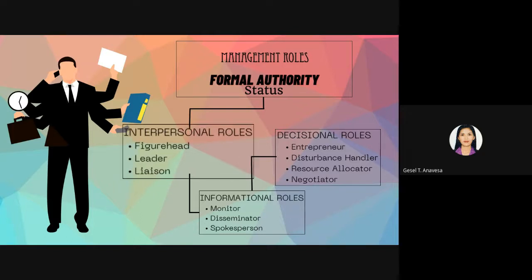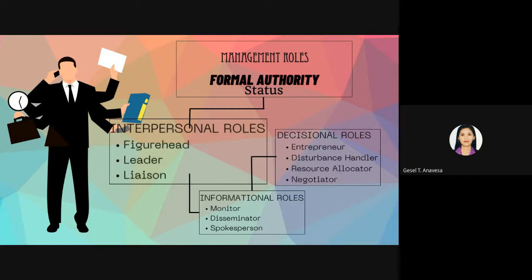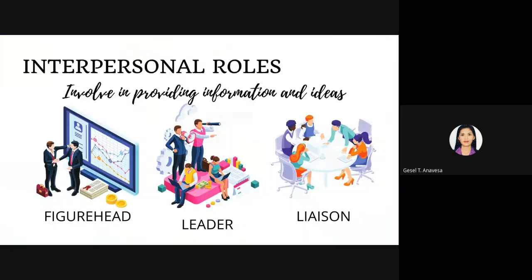So, interpersonal roles. This is the first role of a manager, in which the roles are derived directly from formal authority, since the manager would have the same relationship with his or her subordinates. If he or she lacks formal authority, then there is no respect coming from the people, di ba? Interpersonal roles consist of three important roles. First is the figurehead. When we say figurehead, managers are the head of the organization's unit and are responsible for performing certain ceremonial duties. Okay?